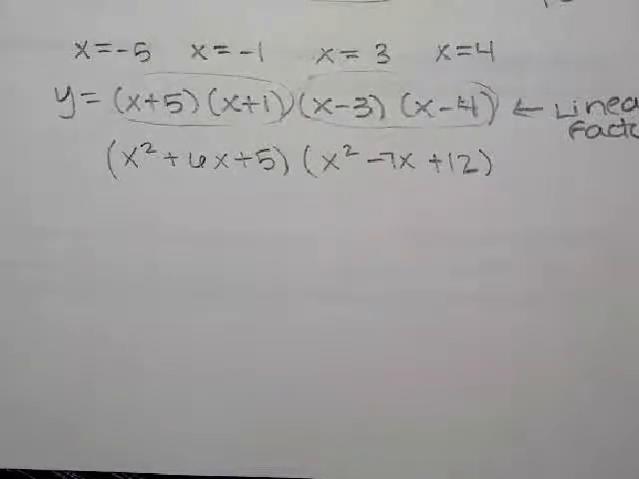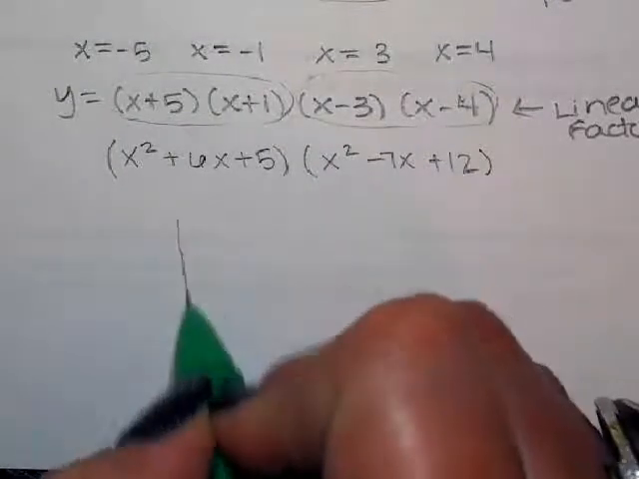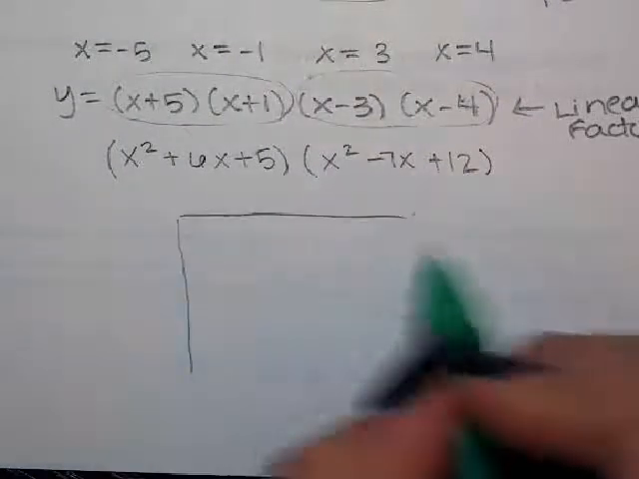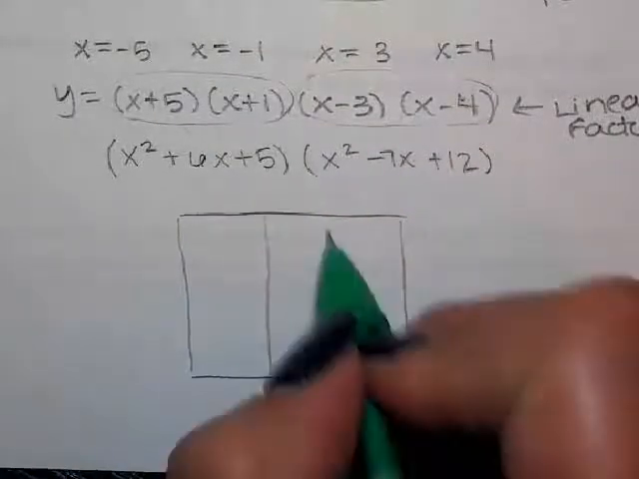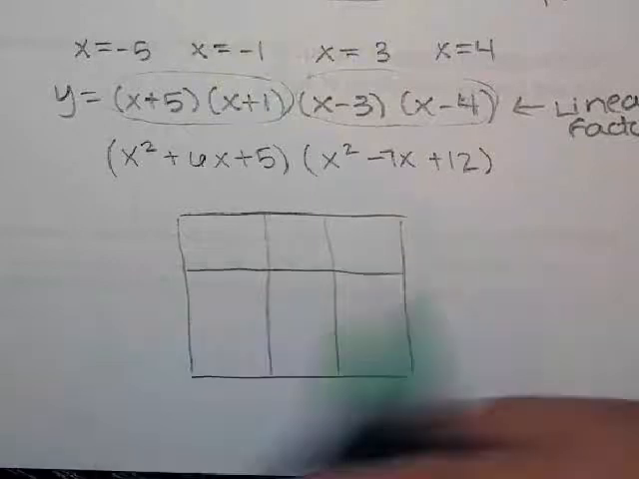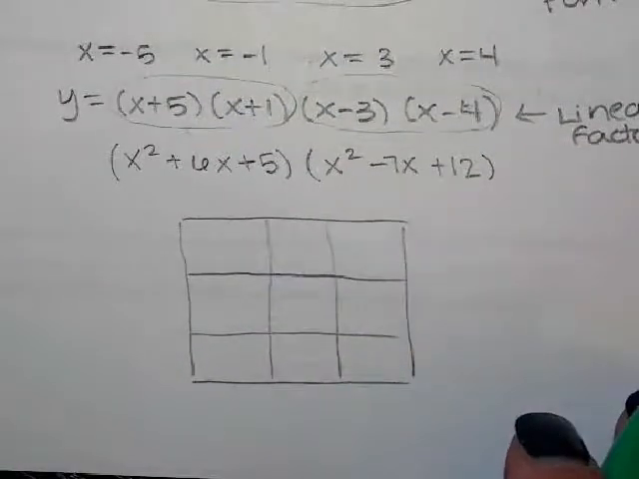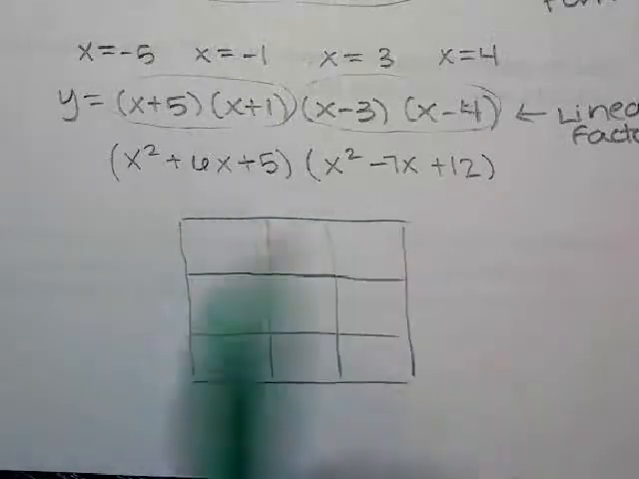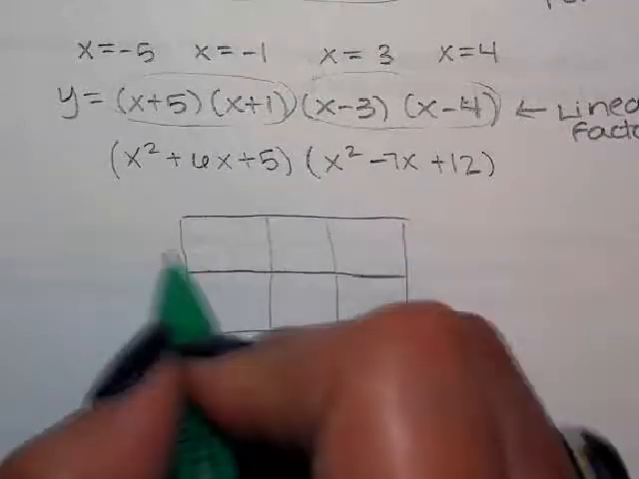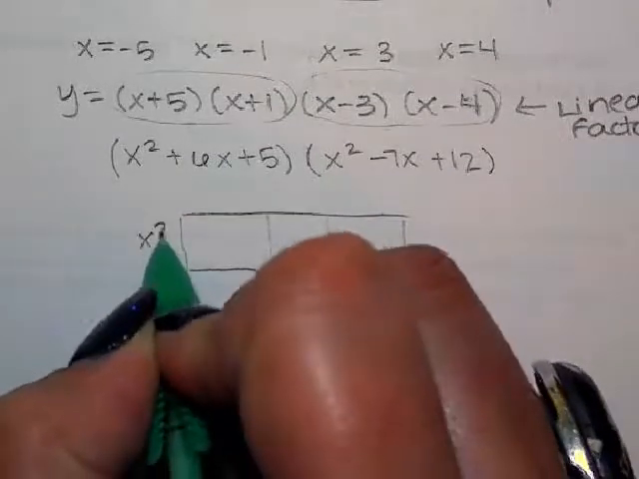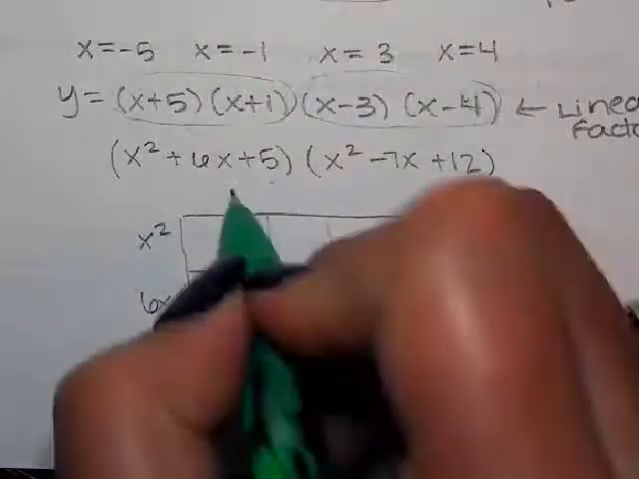Think of like a multiplication chart back in the day. And since we're doing 3 things by 3 things, it's going to be a 3 by 3 box. And most students get these right every time when they use a box. It does not matter which one you put on the top and which one you put on the side. Doesn't matter at all. So I usually do the first one along the side. So x squared, positive 6x, positive 5. x squared, negative 7x, positive 12.